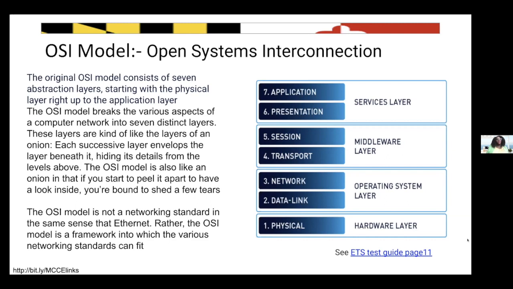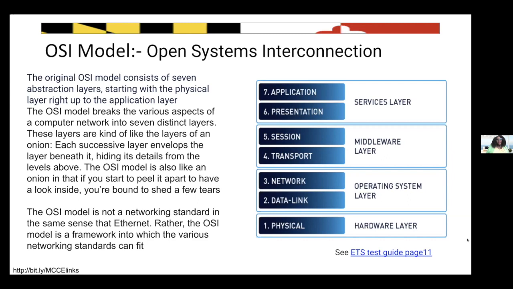So the original OSI model consists of 7 layers, and the reason they say original is because out there you may find some that go to 8 and some that go to 10, but you're not responsible for that, because the information I've seen on ETS went to 7. So the original one starts with the physical layer right up to the application layer. The OSI model breaks the various aspects of computer network into 7 distinct layers.